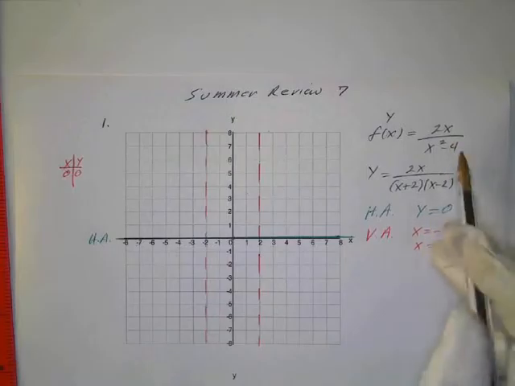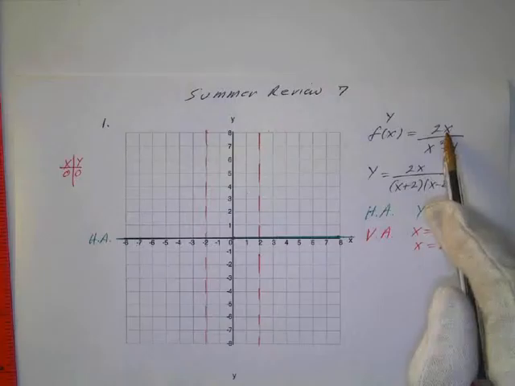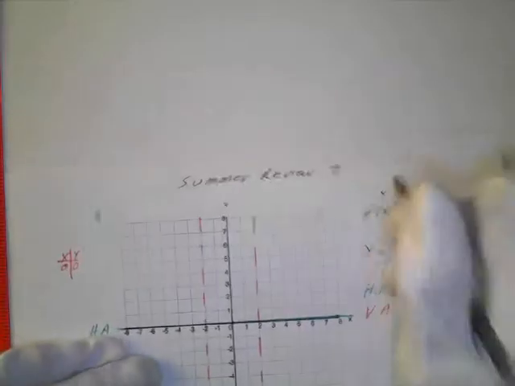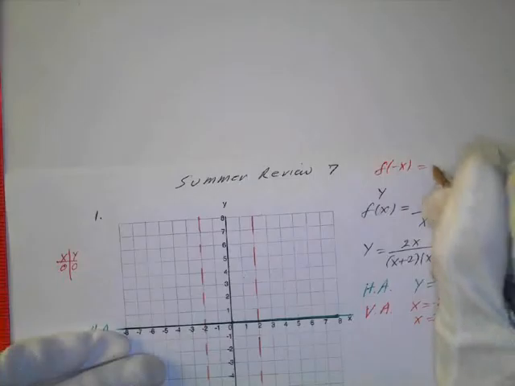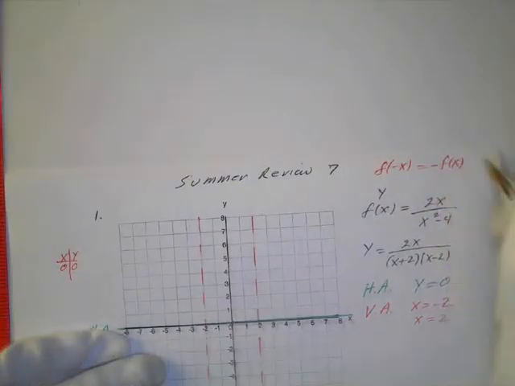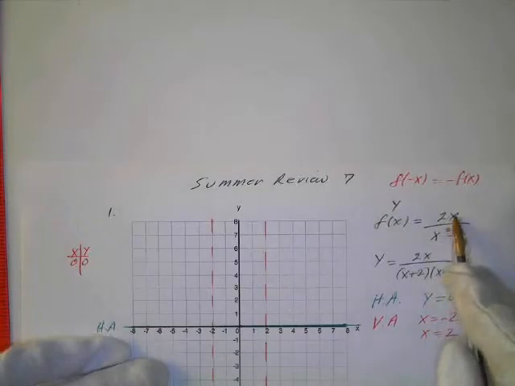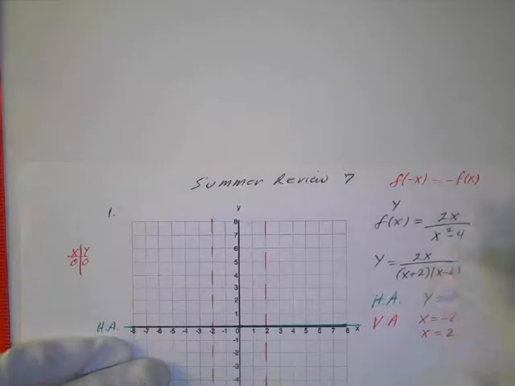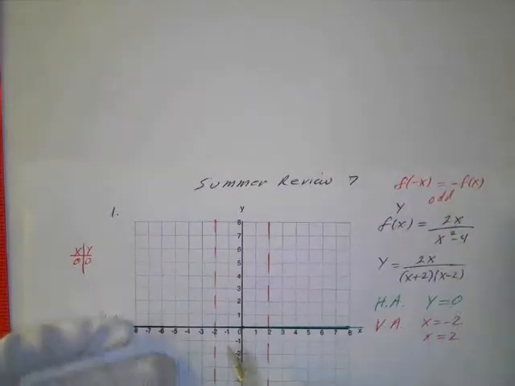If we substitute negative x, the bottom will stay the same, and the top will have a negative 2x. I can put that negative out in front, so it looks like it's going to be an odd function. In other words, f of negative x will equal negative f of x. That means it's going to be symmetrical to the origin.